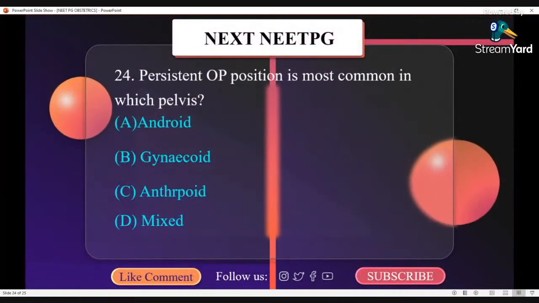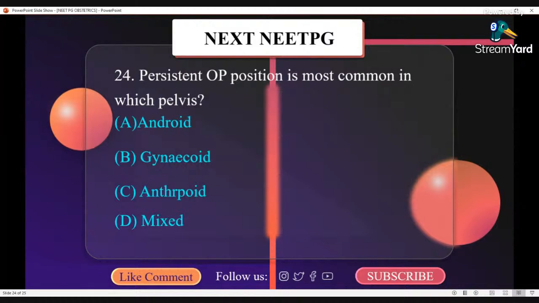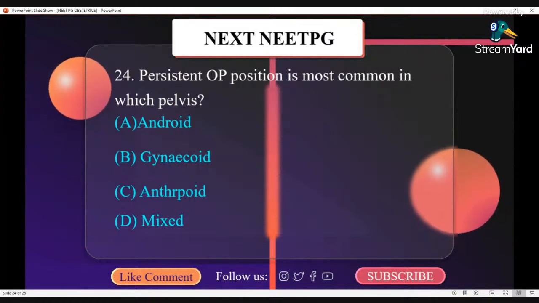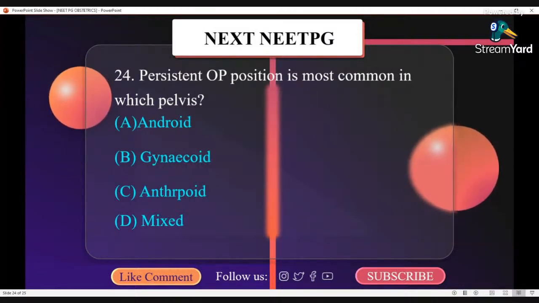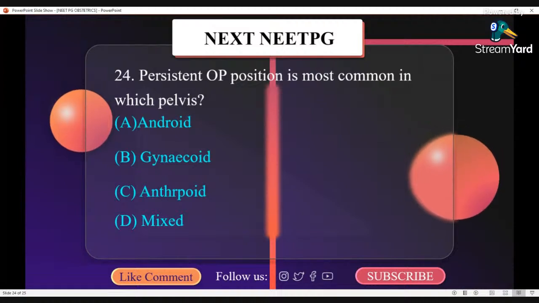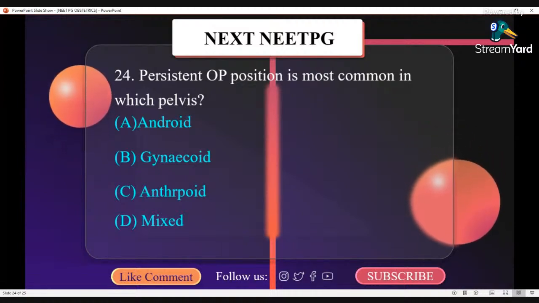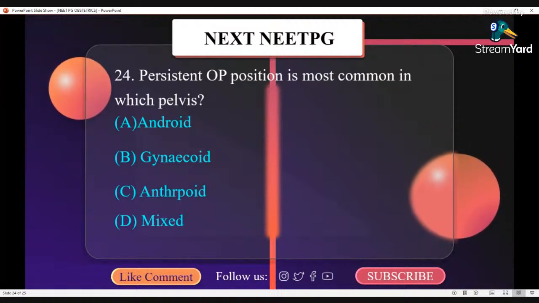Persistent occipito-posterior position is most common in which pelvis? A. Android, B. Gynecoid, C. Anthropoid, D. Mixed. It is most common in android pelvis.